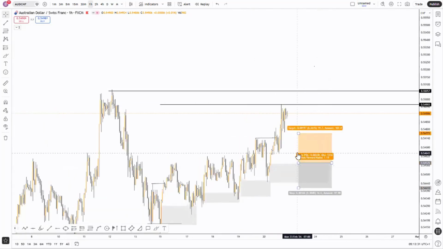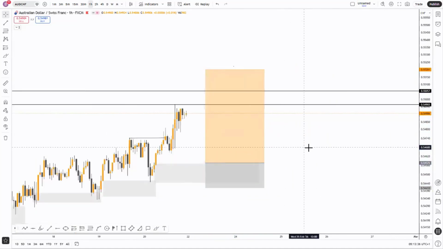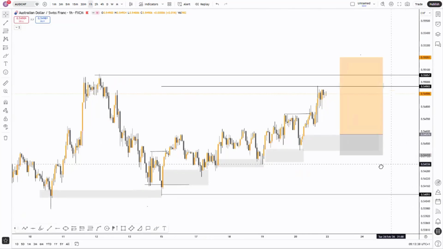So this is all we have for AUDCHF. Let's look into some other pairs though.